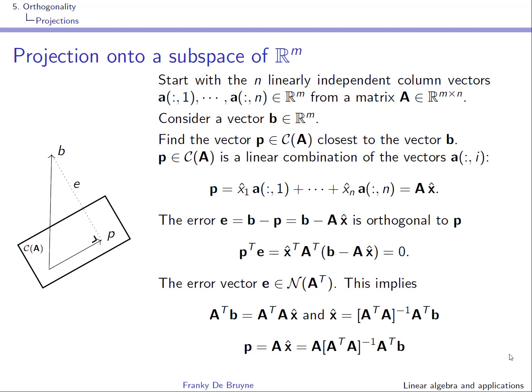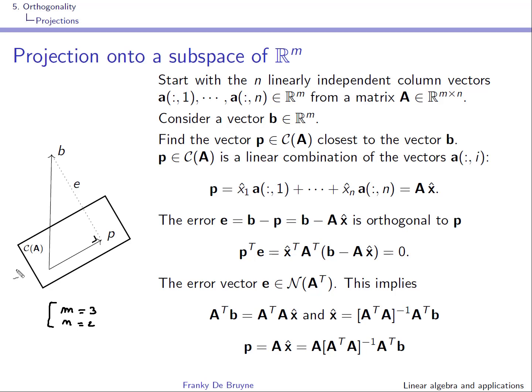So assume that A is in R^(m×n), so m rows, n columns, and we assume that the n columns are linearly independent. In our case, we'll represent things when m is equal to 3 and n is equal to 2. Then if we have two columns of 3 elements, the column space will be represented by this plane over here. If m is larger, it's difficult to represent things, right?